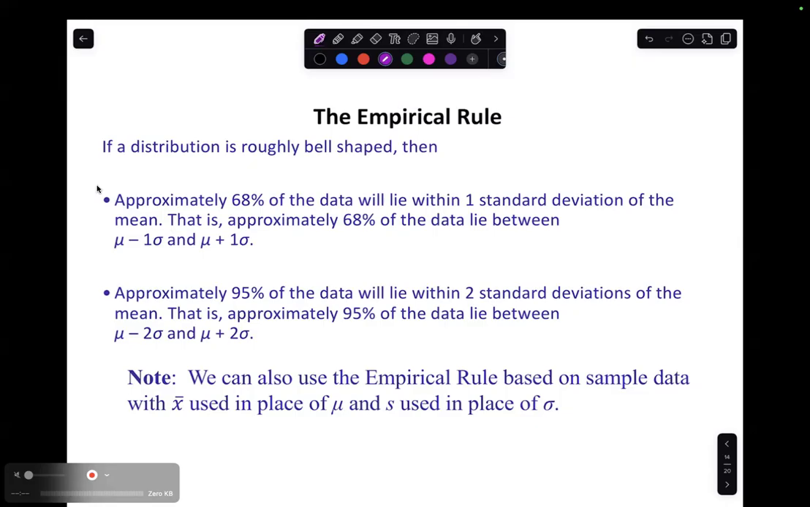95% of my data is going to be within two standard deviations of the mean. So add the standard deviation twice to the mean, then subtract the standard deviation twice from the mean. Within that interval, 95% of your data is going to lie there.